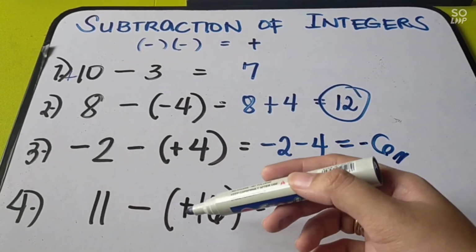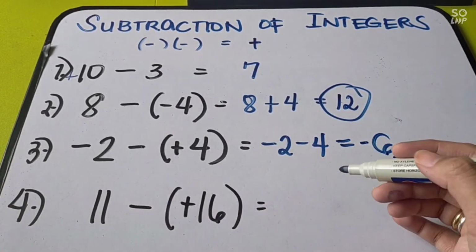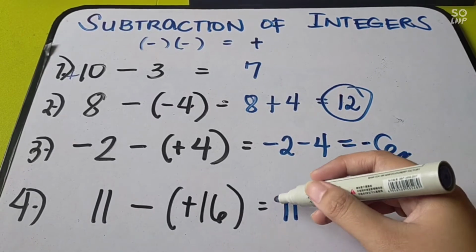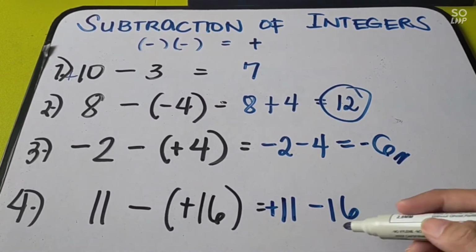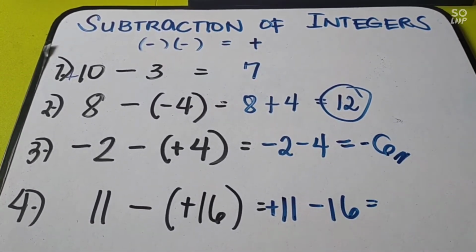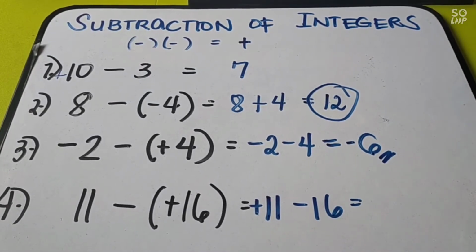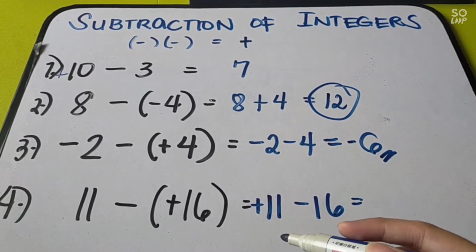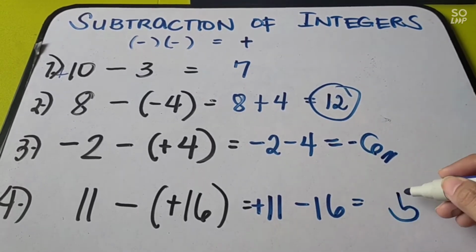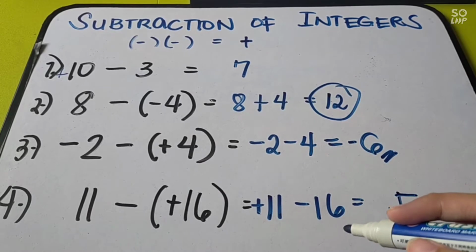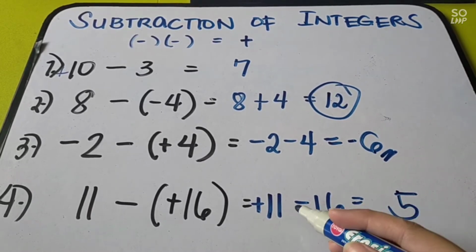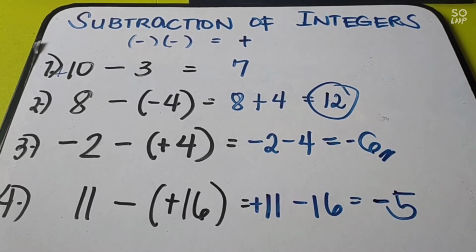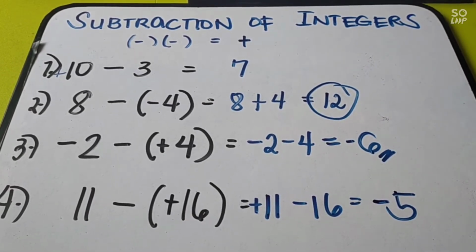Next tayo. This one, 11 minus positive 16. So, pwede mo siya isulat as 11 minus 16. So, this one is positive. So, different sign. Apply the rules. Different sign, subtract. So, we are going to subtract 16 minus 11. What's the answer? The answer here is 5. But, what's the higher number? The higher number is 16. The sign of 16 is negative. Just write negative 5. That is it. Let us have more examples.